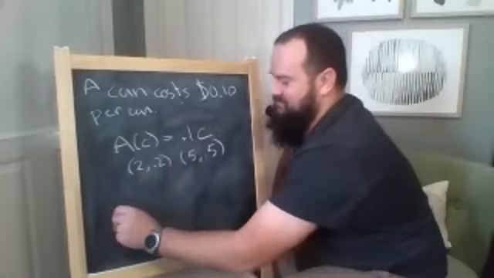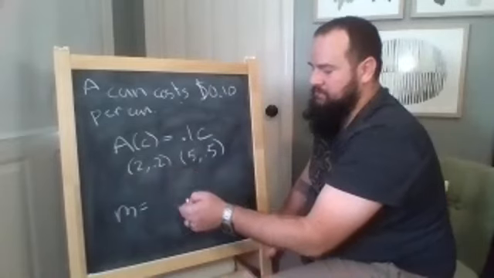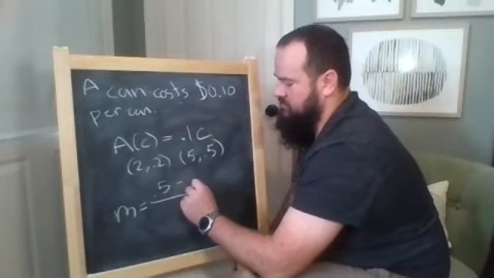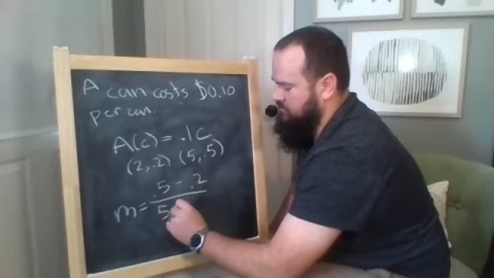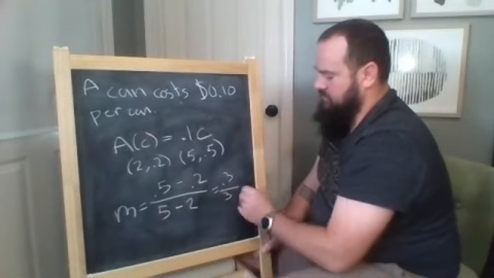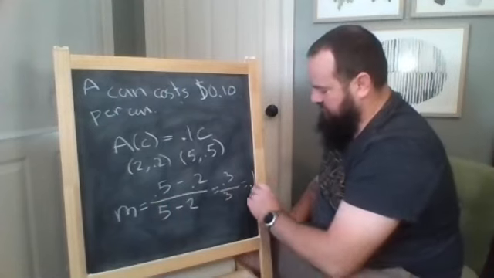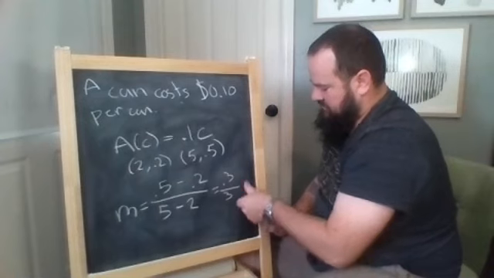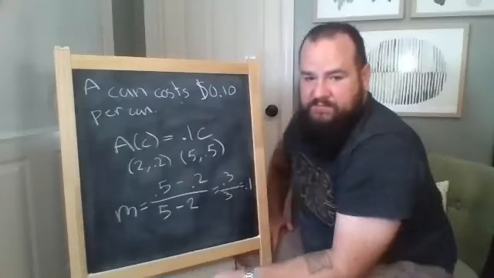Slope. Now remember, the important thing is outputs first: outputs on top, inputs on bottom. So 0.5 minus 0.2 over 5 minus 2. And this gives us 0.3 divided by 3, which is 0.1.